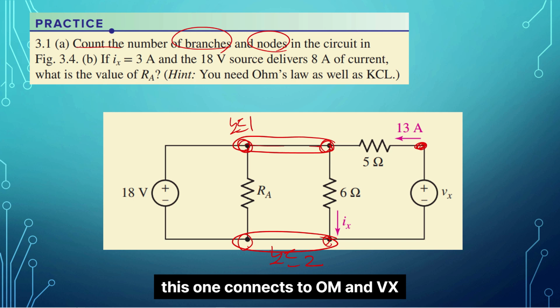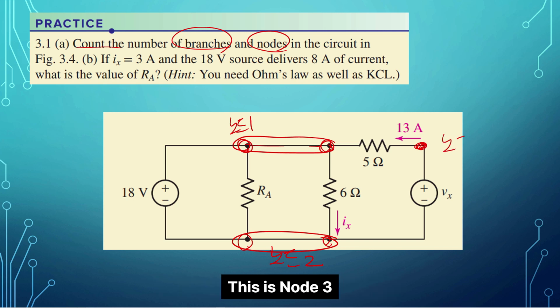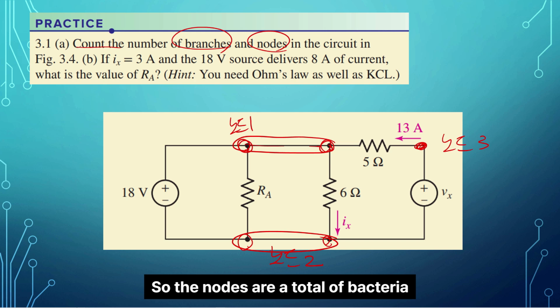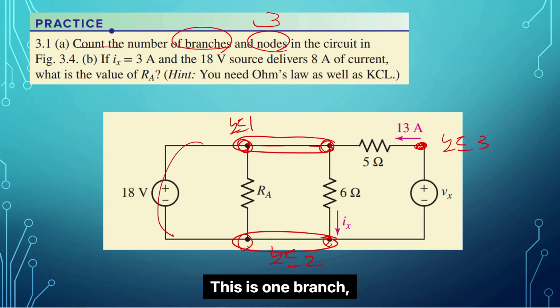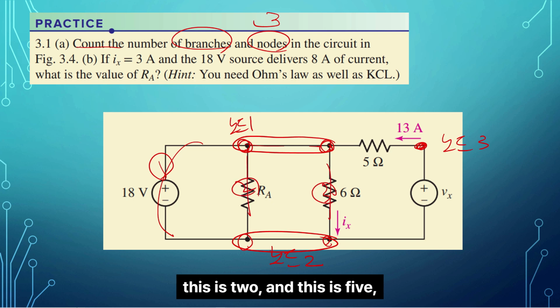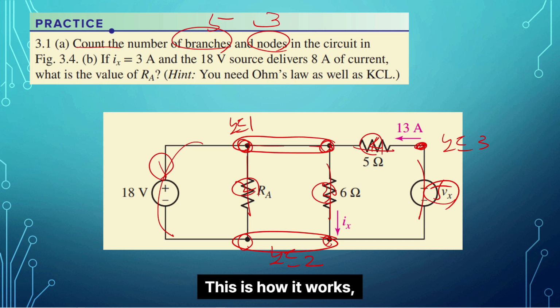Next, you can't miss this one connects to the OM and VX. This is node 3. So there are a total of 3 nodes. The nodes are the points, and then the branches are what we call the connections between the components. This is one branch. This is 2, and this is 5. So there are a total of 5 branches.